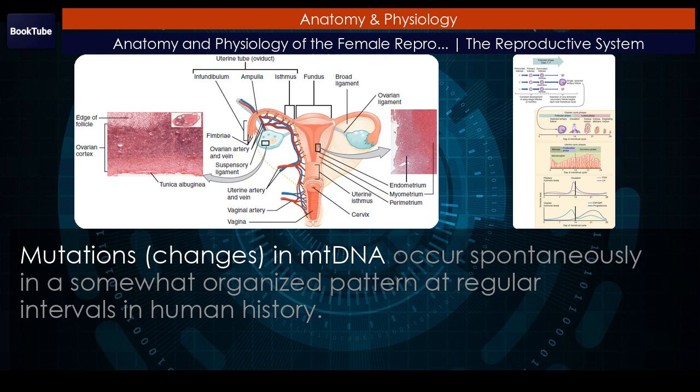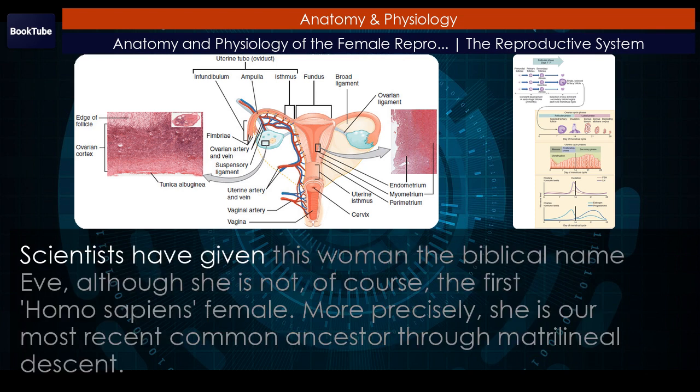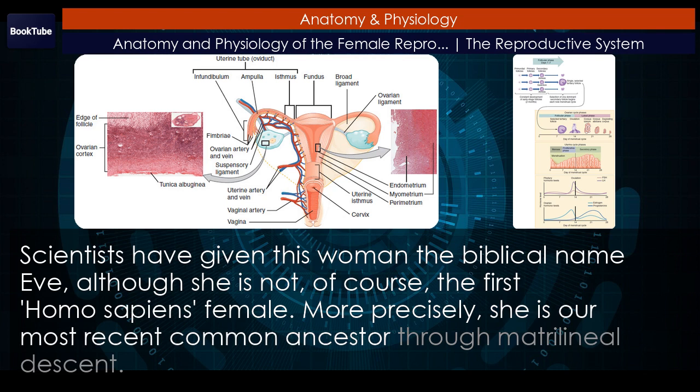Mutations, changes in mtDNA, occur spontaneously in a somewhat organized pattern at regular intervals in human history. By analyzing these mutational relationships, researchers have been able to determine that we can all trace our ancestry back to one woman who lived in Africa about 200,000 years ago. Scientists have given this woman the biblical name Eve, although she is not, of course, the first Homo sapiens female. More precisely, she is our most recent common ancestor through matrilineal descent.